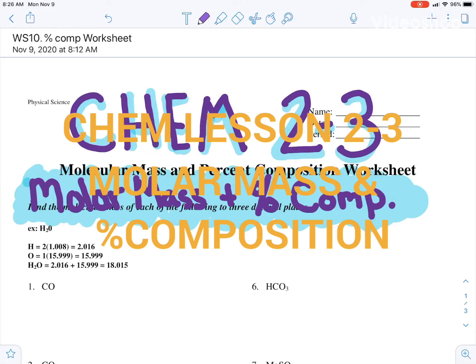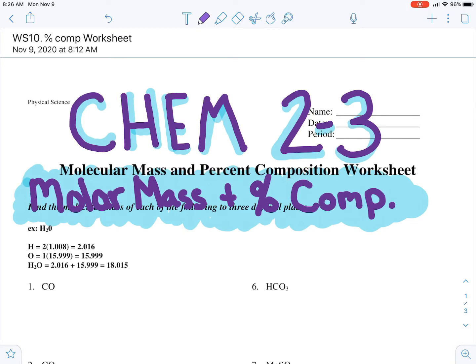Hey, it's chemistry time again. Today we're going to start off with a quick review of finding the mass, and we're going to call this the molar mass this time because we're going to do it in grams. Simple, we know how to do it.